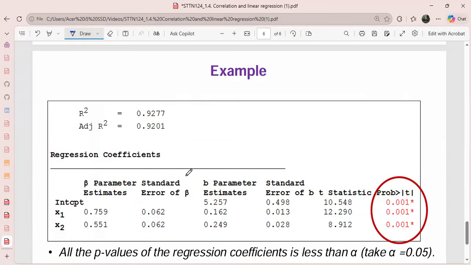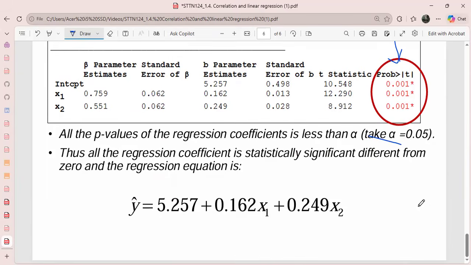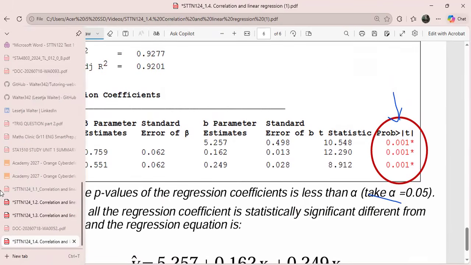So 1.4 is this one. Here they were just showing the probabilities. That's how you find them. You see, all the p-values of the regression coefficients are less than alpha. The bigger one will be the alpha that you'll be given, let's say 0.05. So all of them will be statistically significant, because you rejected the null hypothesis. So that's how you do it. That was 1.1, 1.2, 1.3, 1.4.